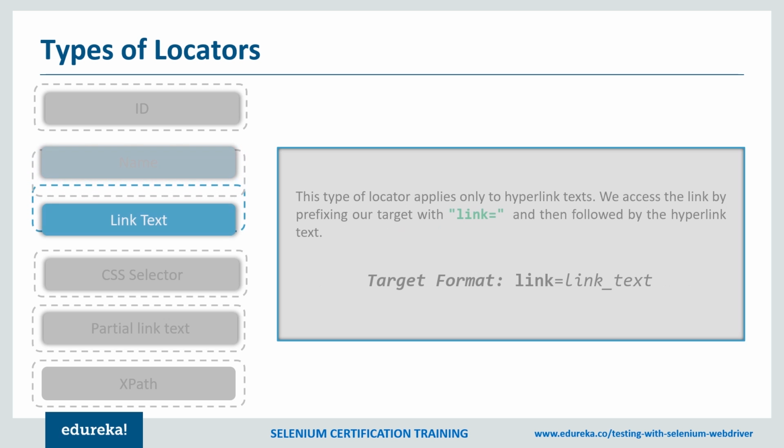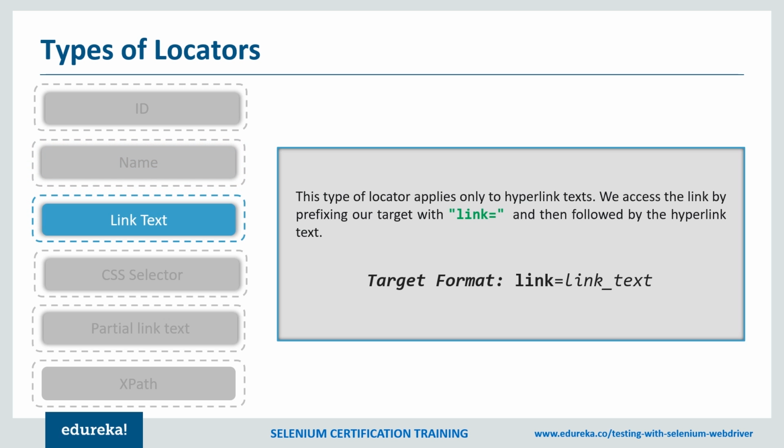Moving forward, next is link text. All the hyperlinks on the web page can be identified using link text. The links on the web page can be determined with the help of an anchor tag. Now, the anchor tag is used to create the hyperlinks on the web page, and the text between the opening and closing of the anchor tag constitutes the link text. Now let's see how it works.